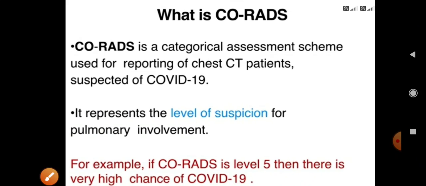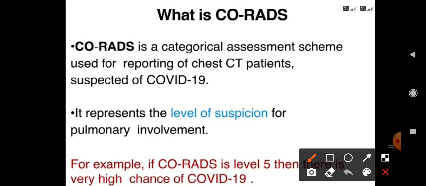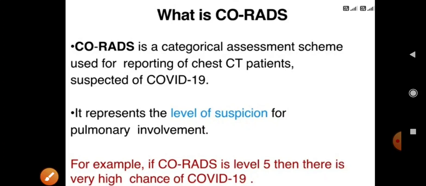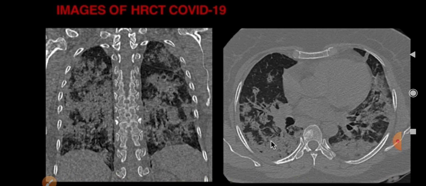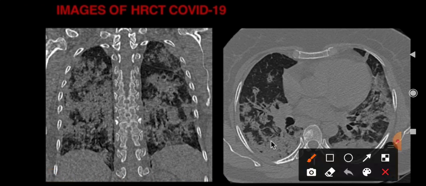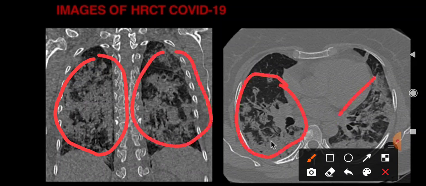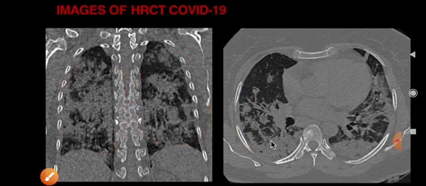Okay. Now, what is CO-RADS? CO-RADS is a categorical assessment scheme used for reporting CT of patients suspected of COVID-19. It reports the level of suspicion for pulmonary involvement. For example, if CO-RADS is level 5, then there is a very high chance of COVID-19. And this is the image of an HRCT with a severely infected lung. See, severely involved here. This HRCT image indicates COVID-19 coronavirus infection.